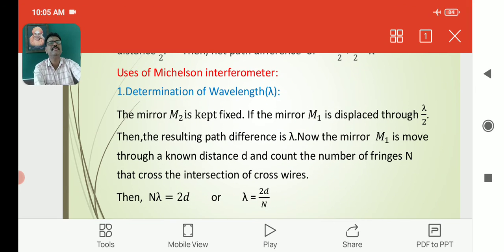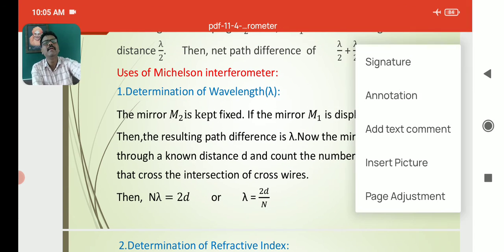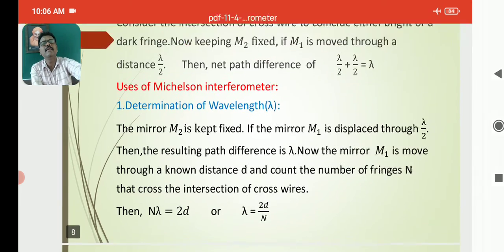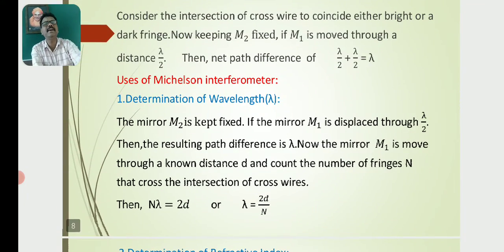So consider the intersection of crosswise to coincide with either a bright or a dark fringe. Now keeping M2 fixed, if M1 is moved through a distance lambda by 2, then the path difference will be lambda by 2 plus lambda by 2, which is equal to lambda.